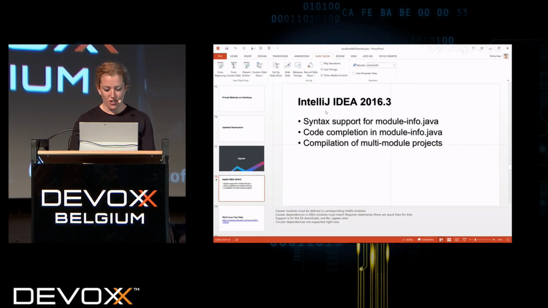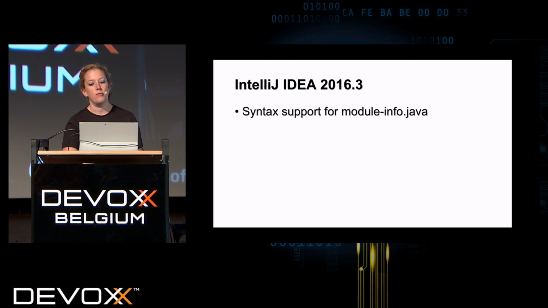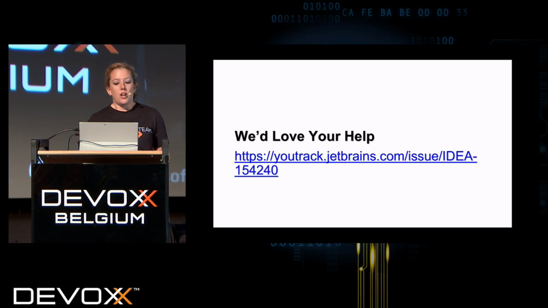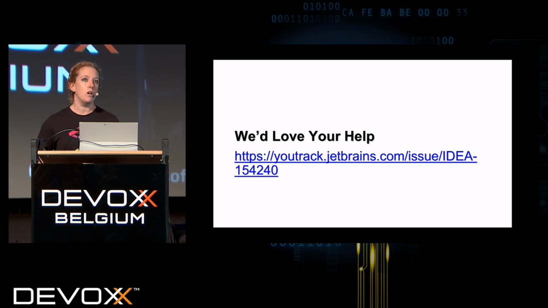So in the current version of IntelliJ, we have syntax support for module info, the code completion which I showed you, and compilation of multi-module projects, which I guess you'd expect. If you have a multi-module project, you do want it to compile. There's an open ticket for the Jigsaw support in IntelliJ. So if you start playing with it and you find any issues, or any ways that you would expect it to work, it would be really useful for you to put it on that ticket, because it's all well and good us developing features, but we really do need users to tell us how they're really using it and what's useful for them.